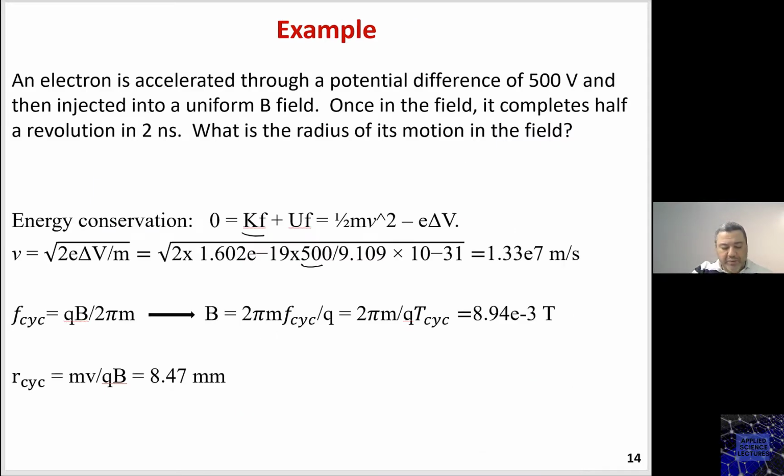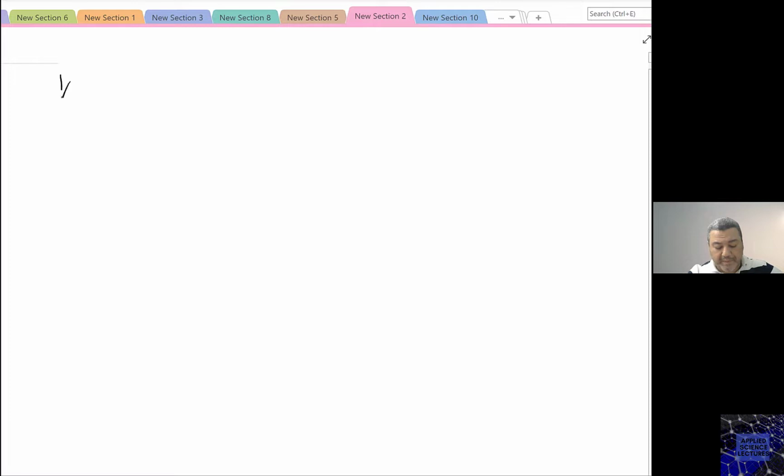Now, in this example, we have an electron that is accelerated through a potential difference of 500 volt and then injected into a uniform magnetic field. Once in the field, it completes half a revolution in 2 nanoseconds. What is the radius of its motion in the field? So in this case, we know that half the period of the cyclotron motion is 2 nanoseconds.